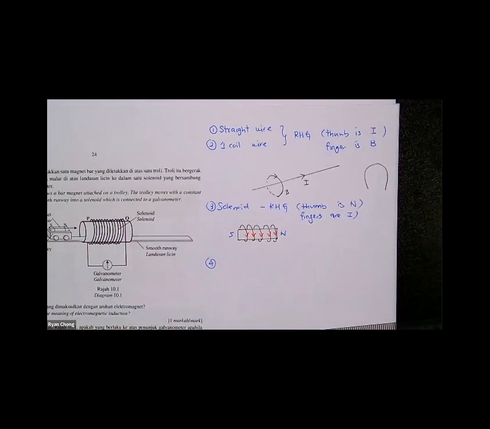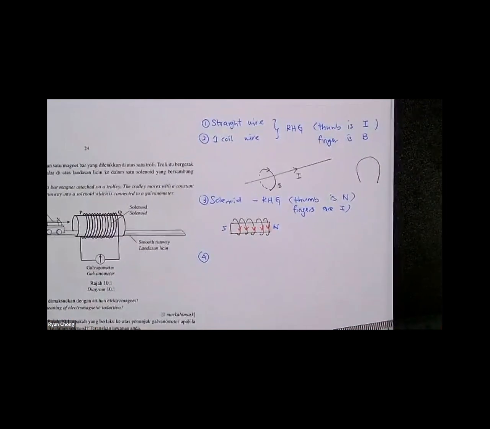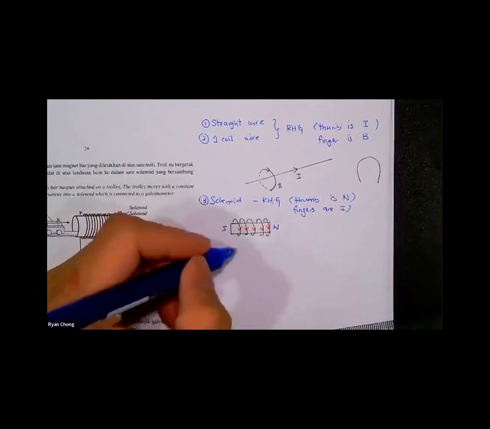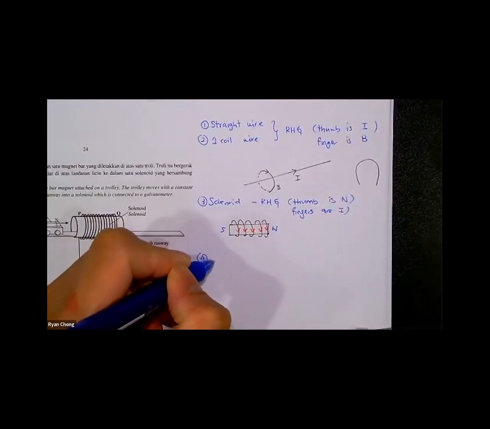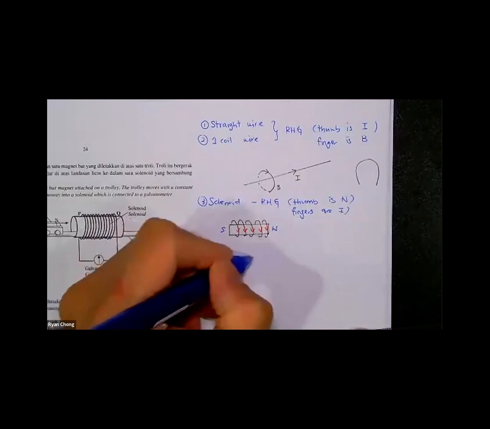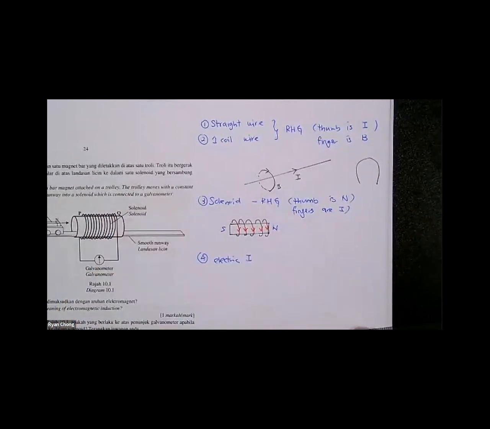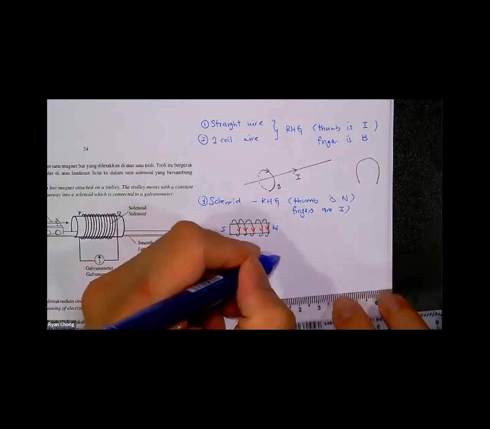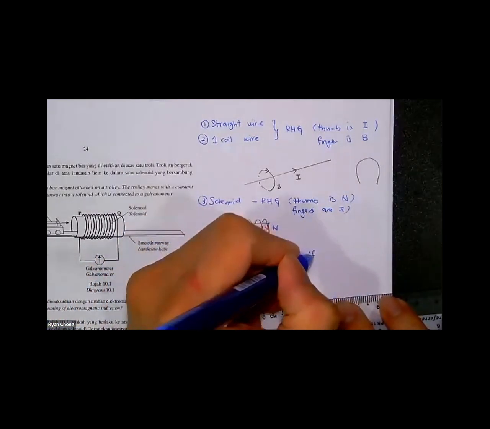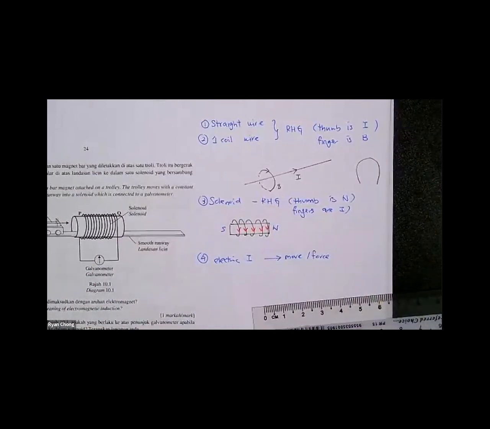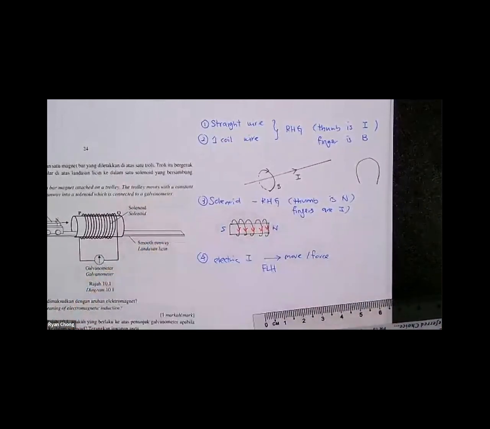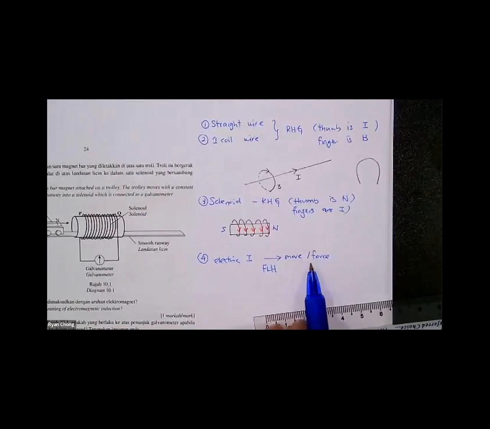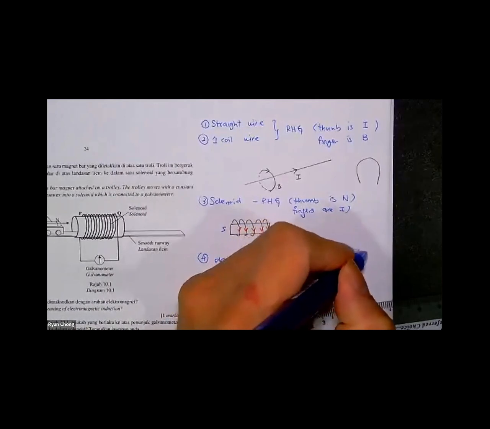So, yeah, easier. Okay. Now, students will always have a problem. Teacher, how do I know I have to use left hand or right hand? Okay, simple. If you have electric current, and you want to use your electric current to move something, or you want to produce force to push something, this one will be Fleming's left hand rule. Because you use electric current to produce the force or to move something. This one we call a motor.